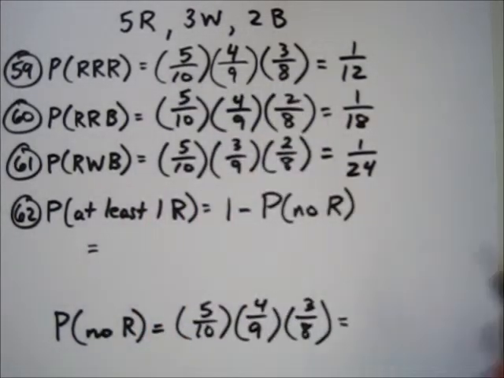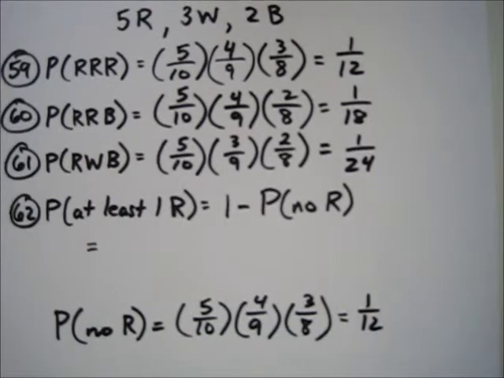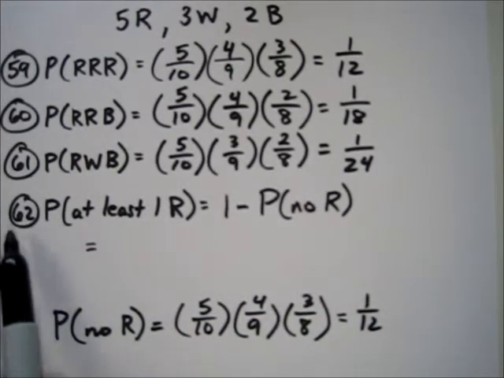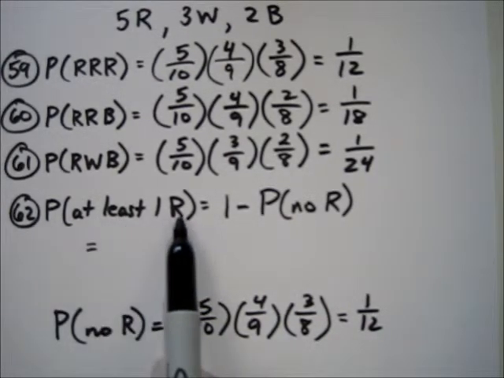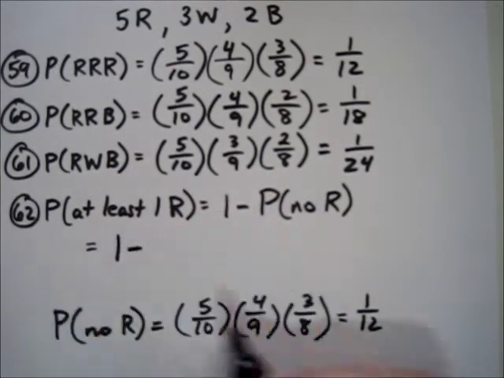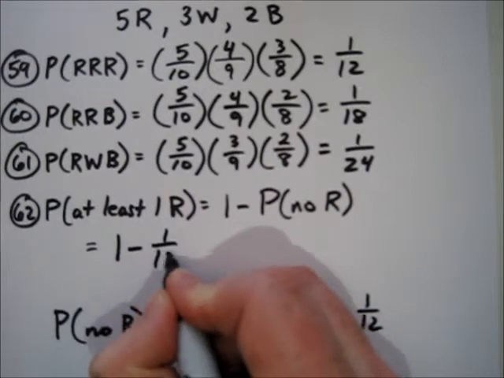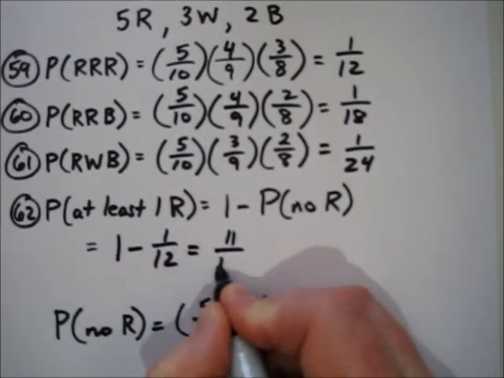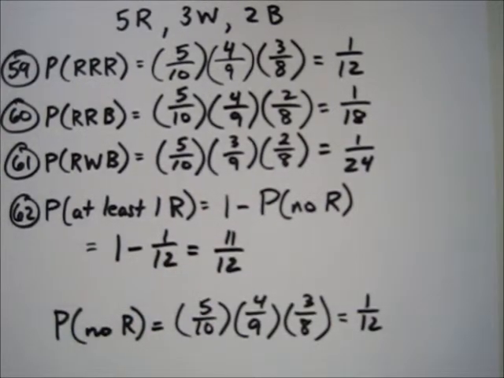5/10, 4/9, 3/8, 1/12. So back to the problem in 62, if I want the probability of at least one red, that's 1 minus the probability of no reds. So 1 minus what we just calculated, 1/12, which is 11/12, the answer to the problem.